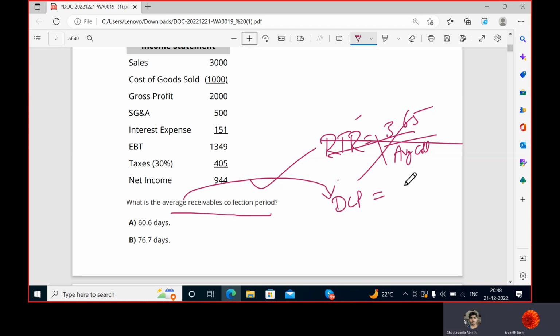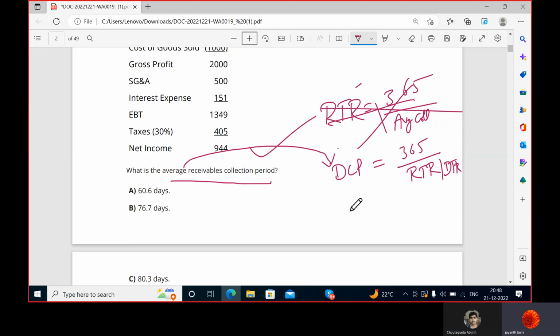The formula for this would be 365 days in a year divided by receivable turnover ratio. Receivable turnover ratio or debtors turnover ratio, anything you want, you can write. So 365 is okay. How will you find out the receivable turnover ratio?